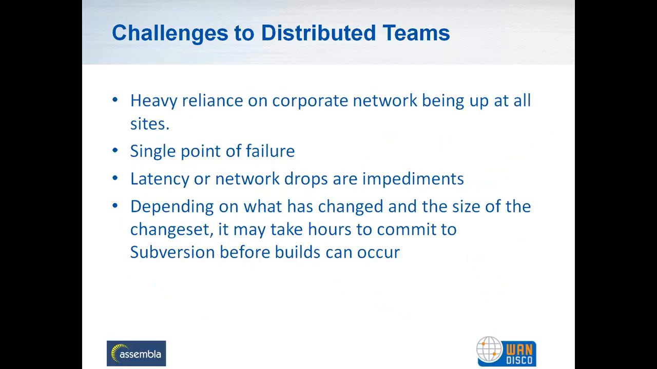Before we add to this, we'll just talk about a couple of challenges for distributed teams. As I mentioned, there's heavy reliance on the corporate network. It does introduce a single point of failure. Latency or network drops are impediments. Obviously, it can take way too long for files to ship, and you're losing productivity for your developers. And the change set, and this is going to follow on to what we're talking about as we go through this, becomes very important. How big is what we're committing, and how delicate is it to a network drop?